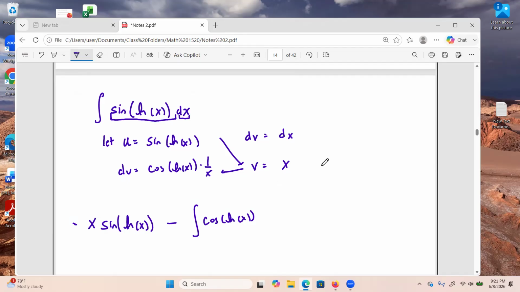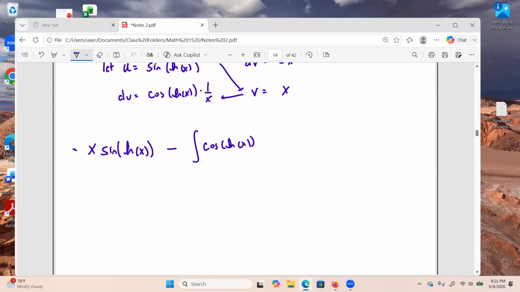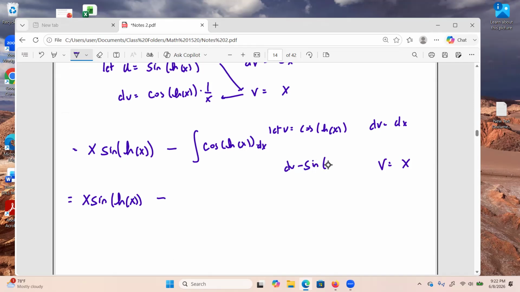And now we have to take this integral. Well, that's a huge help. We went from sine to cosine. Yeah, but we'll see what happens. So this is going to be equal to x sine of natural log of x minus, and again, we set u equal to cosine of natural log of x. And are you sure this is helping? Yeah, this is helping. And then dv is equal to dx, v is equal to x. And then we can take this derivative. Derivative of cosine, of course, is going to be negative sine of the natural log of x times the chain rule, 1 over x.